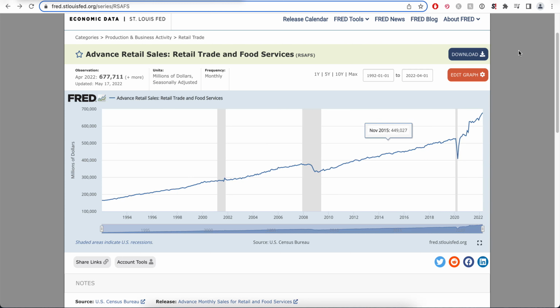So that doesn't seem to be a big problem right now in terms of what is happening with the sales. So that's good to see.